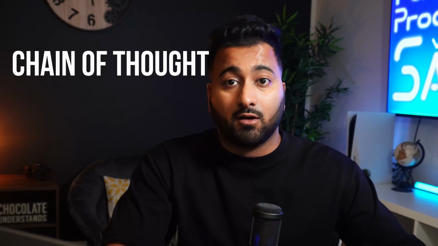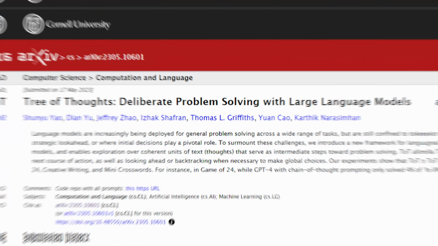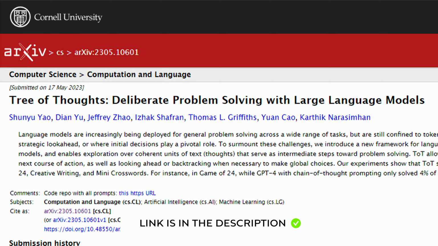And you could do this with a simpler prompt or a chain of thought one as well. But as I have mentioned multiple times before, certain techniques are always more useful than others for certain scenarios. So without further ado, let's jump in. The tree of thought technique came out on this paper, which as always is linked down in the description below.